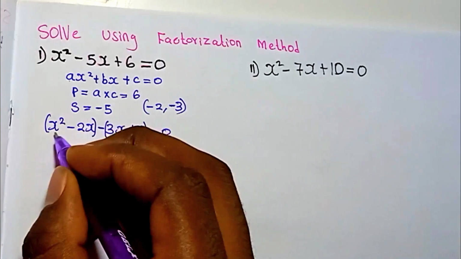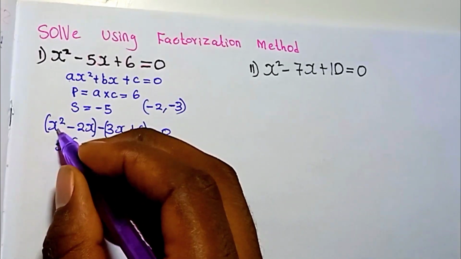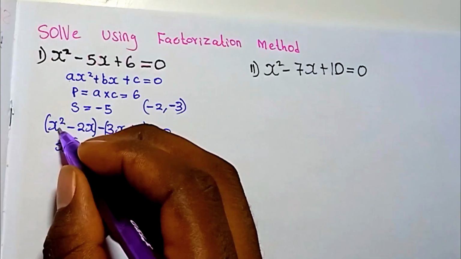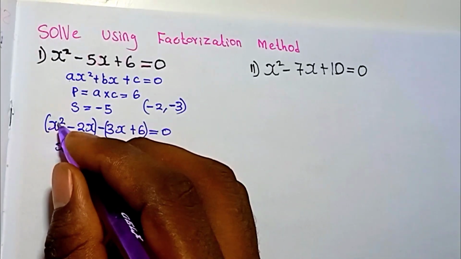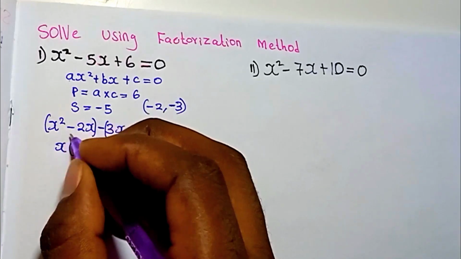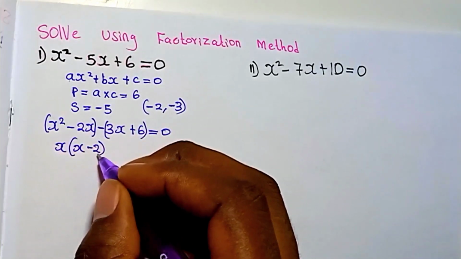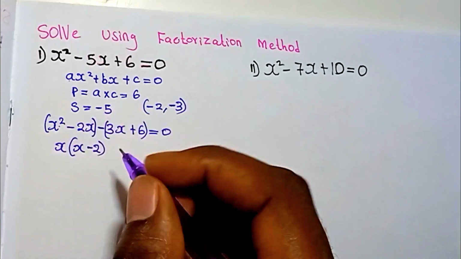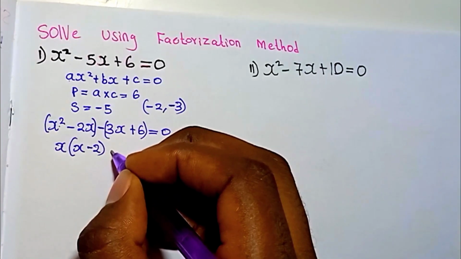So the common factor here is x, and in order to open this bracket, it is going to give us x and -2. So when we open this bracket, it's going to take us back here. So this and this are the same. You can try on your own.